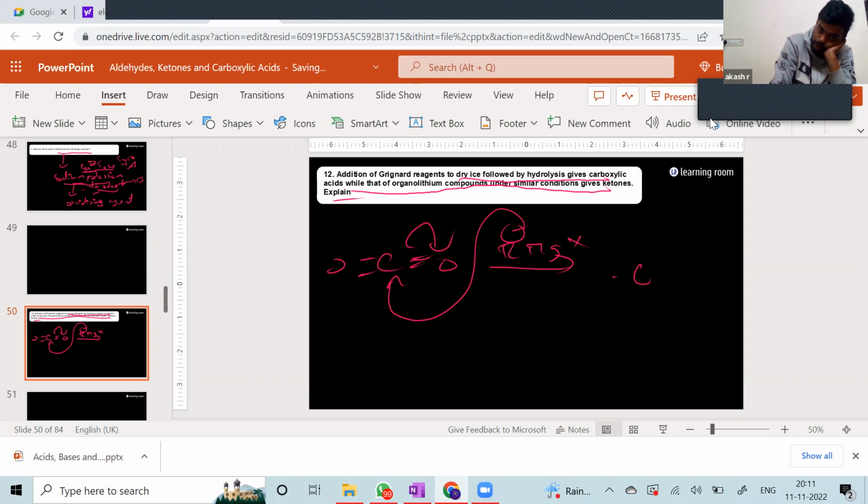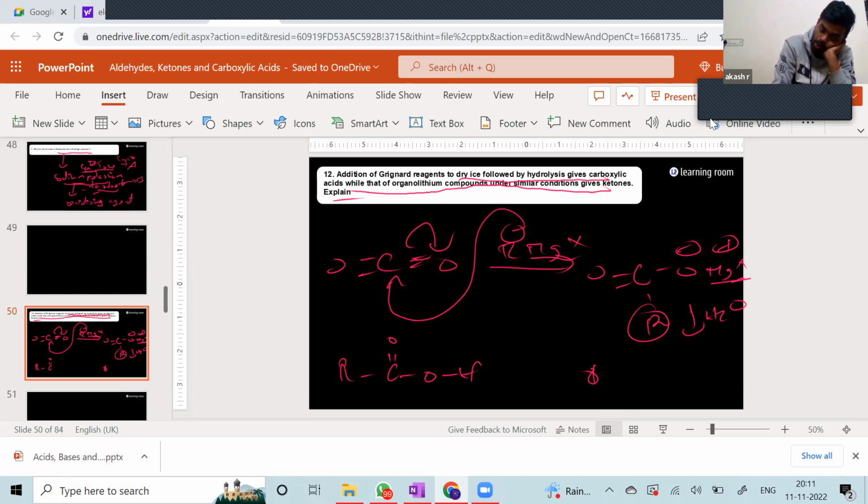So we are going to form C double bond O with an R and O minus, and obviously the cation is going to be MgX plus, right? And when you go for hydrolysis, this MgX will be replaced with H. So if I start from this R, you are going to form R, C double bond O, OH.